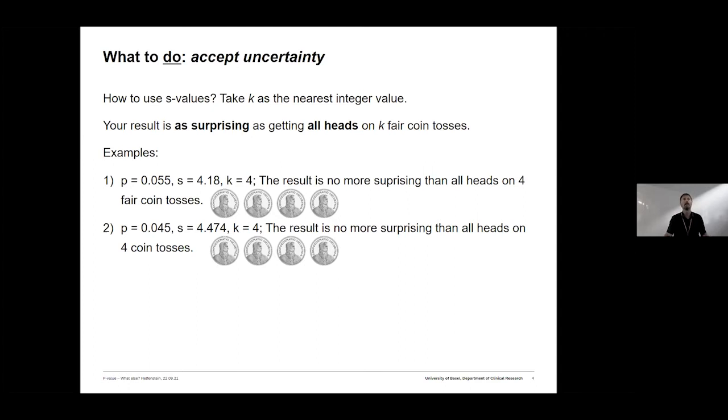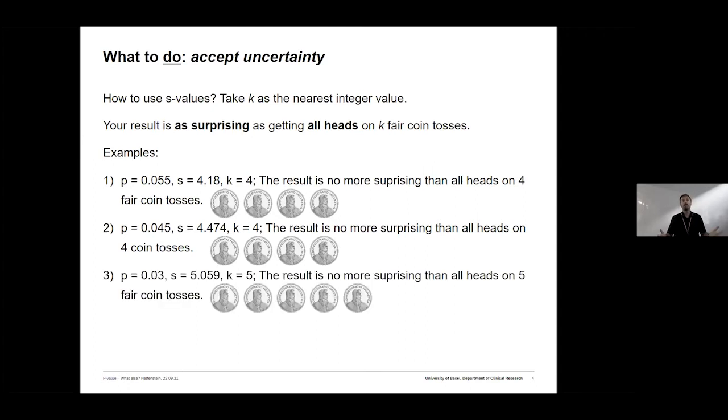This happens. Then let's imagine something that is a bit further away from the 5% threshold. P-value now is 0.03. The S value is around 5, K is 5, and then your result is no more surprising than all heads on 5 fair coin tosses. So, okay, a little bit more surprise, but not that much. I mean, no one would actually think that the coin is biased just based on such a result.